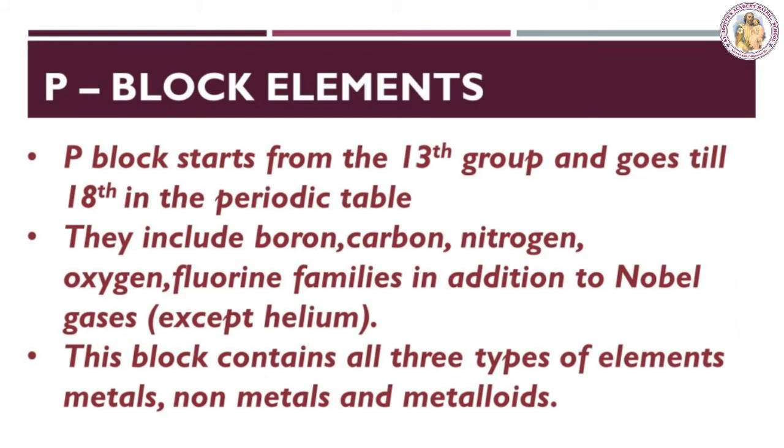Next one is P block elements. P block starts from the 13th group and goes till 18th in the periodic table. They include boron, carbon, nitrogen, oxygen, fluorine families in addition to noble gases except helium. This block contains all three types of elements: metals, non-metals and metalloids.